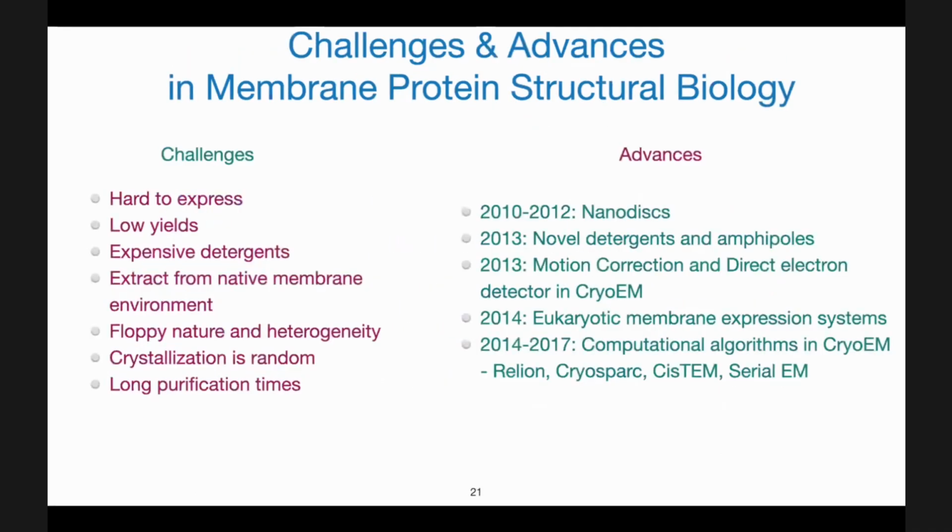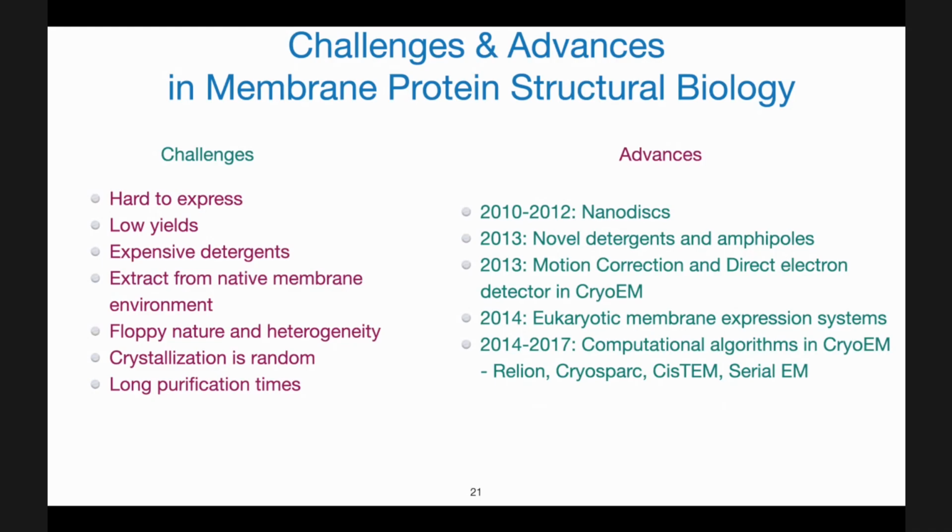And it took us so long, like 21 years, to actually get there, because membrane protein structural biology had been going through so many struggles during my graduate school as well as postdoctoral training. For example, membrane proteins are very hard to express. They have very low yields. Then we have expensive detergent, and even if we use this detergent to extract them from the native membrane, they are in an artificial membrane again. Then you have to put them back into nanodiscs, and they are so floppy and heterogeneous in nature. Besides that, crystallization is a random process, and there are long purification times for membrane proteins.